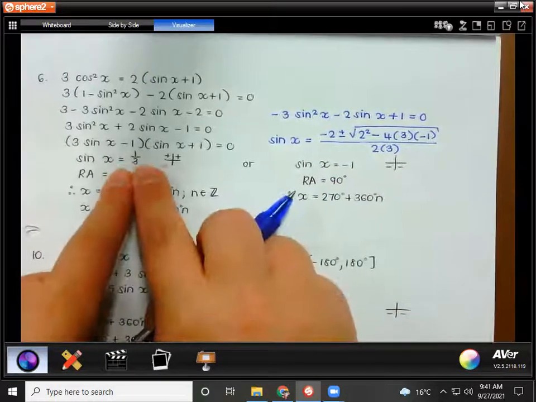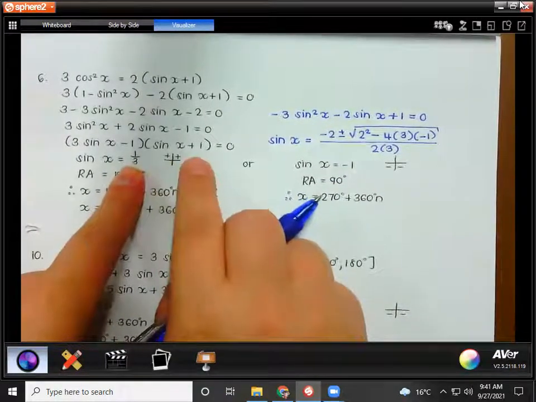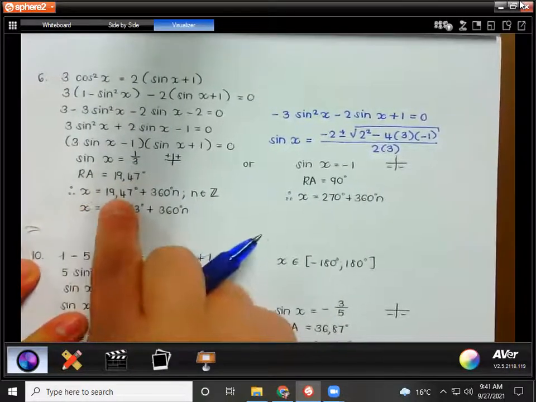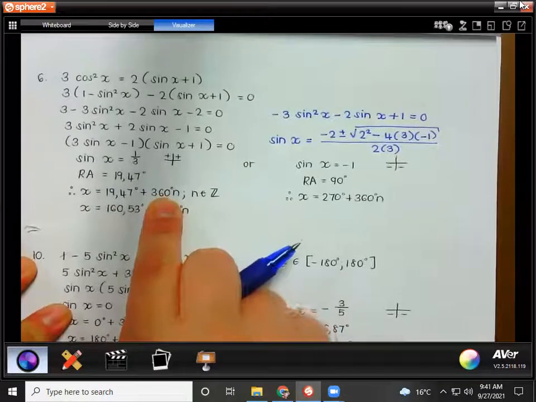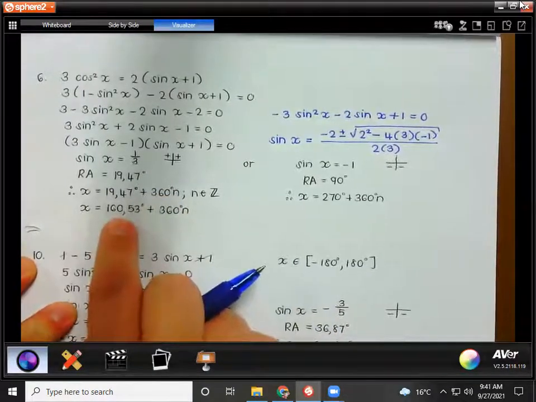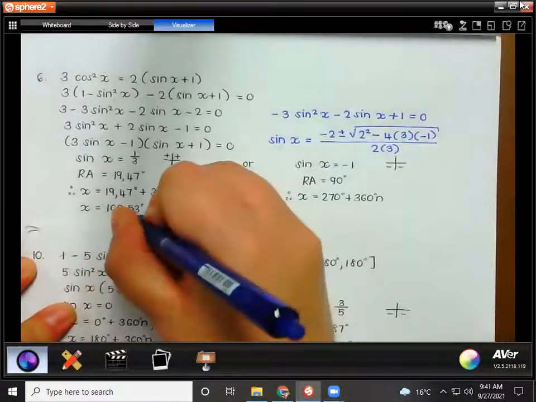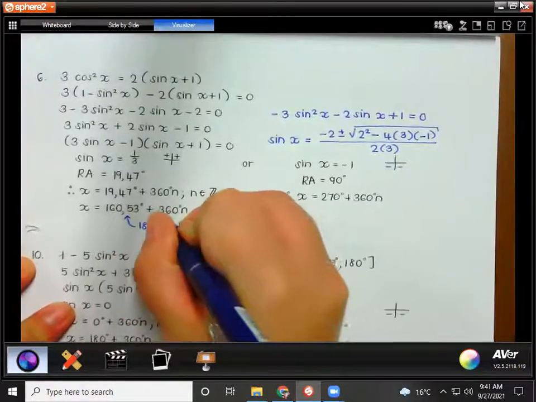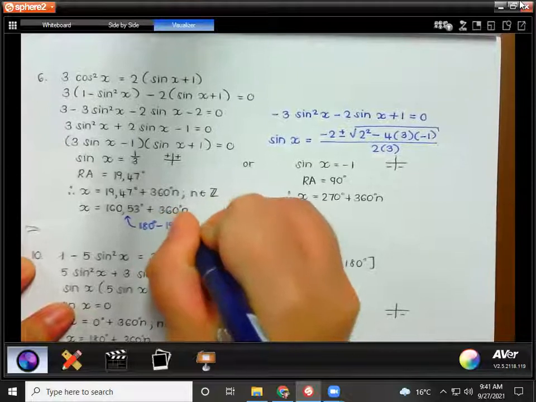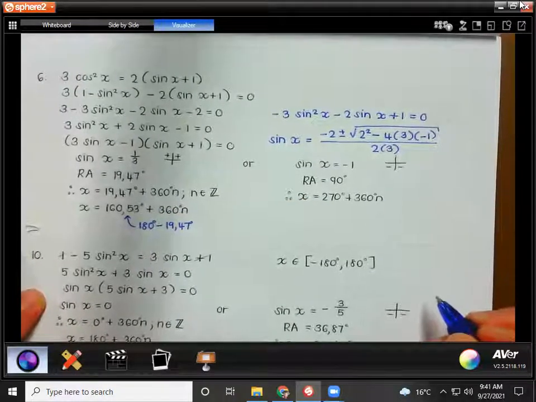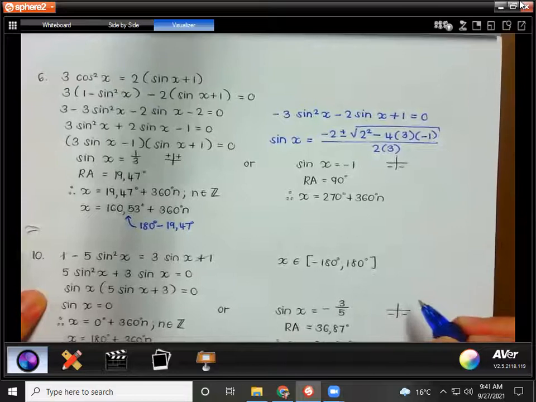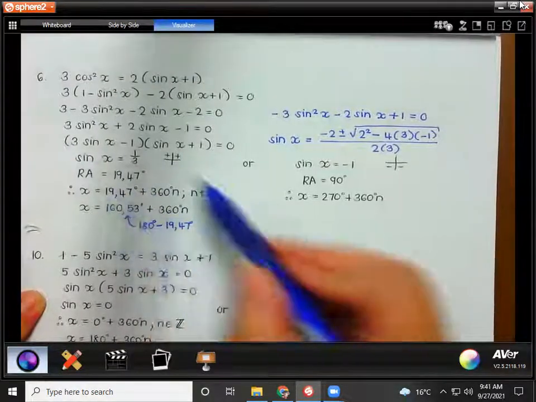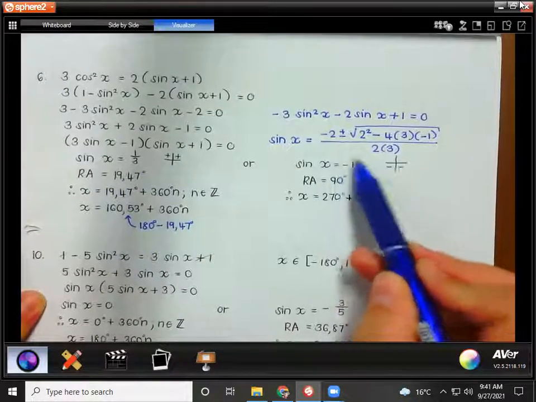For the first one, you work where sine is positive, quadrants 1 and 2. You get your reference angle. Quadrant 1 is just the reference angle plus 360n. Quadrant 2 is 180 minus the reference angle. So for this, you can say 180 minus 19.47, and then plus 360n. Find this one here. For the next one, sine x equals -1.